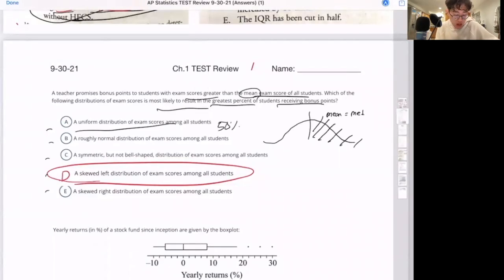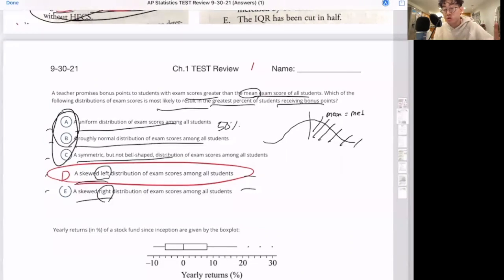Okay, fair enough. B, a roughly normal distribution of exam scores among all the students. That's pretty much the same thing as saying A. So that's kind of grouped together, which doesn't give me a clear sign as to which one is going to be the correct answer, but we'll just leave it for now. C, a symmetric but not bell-shaped distribution of exam scores among all students. Again, A, B, C are pretty much talking about the same thing. Usually it's a street smart way of solving questions. Like the ones with skewed to the left or skewed to the right, with only one word of difference between two choices. Usually in most multiple choice questions, one of these is bound to be the correct answer. And yes, indeed it's D.